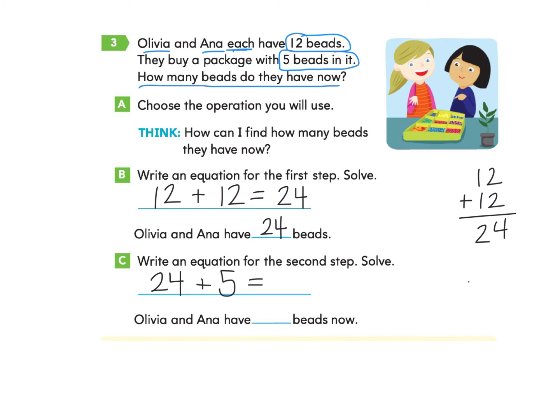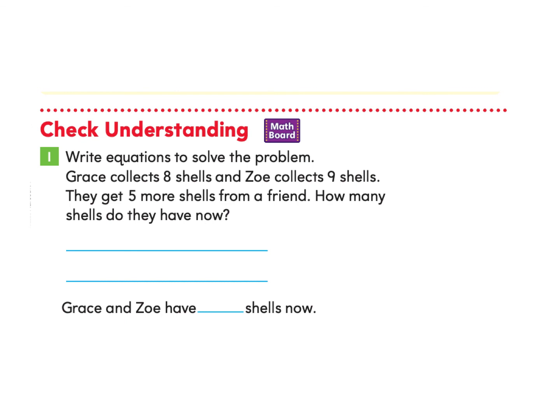Once again, you can pause and solve this equation on your own or follow along with me. 4 ones plus 5 ones makes 9 ones, and 2 groups of 10 plus nothing makes 2 groups of 10. So we have found that 24 plus 5 makes 29. We have solved this question. How many beads do they have now? Olivia and Anna have 29 beads now. Excellent job. We are ready to check for understanding.